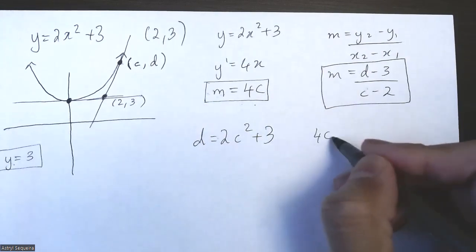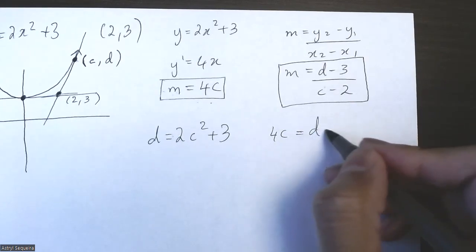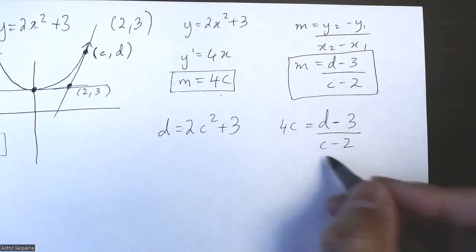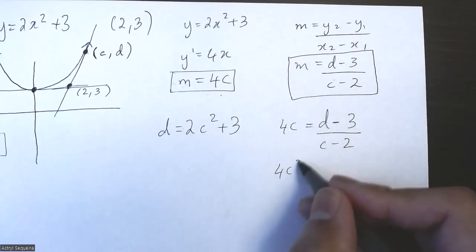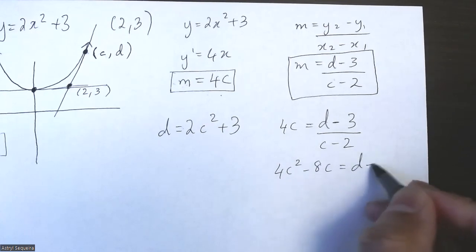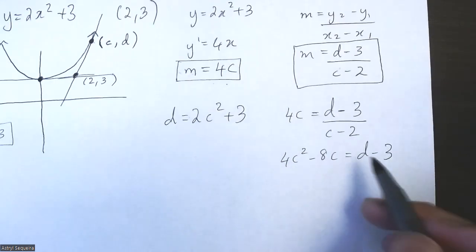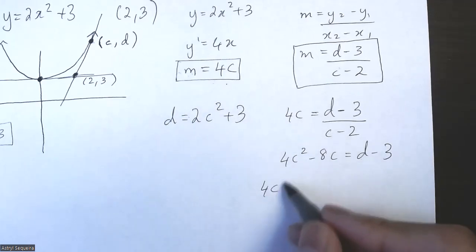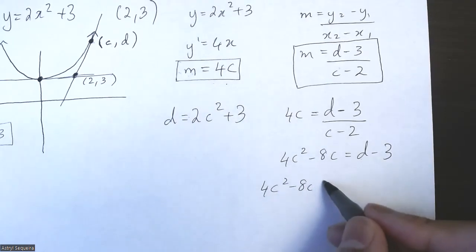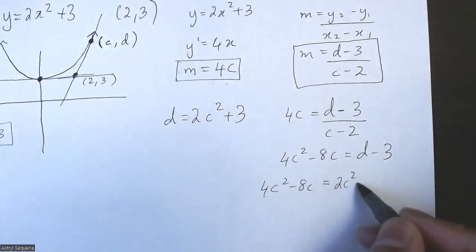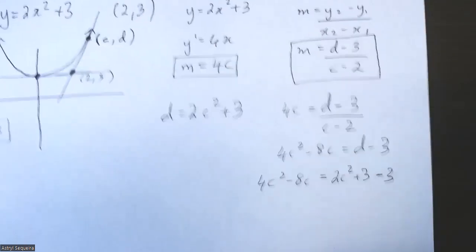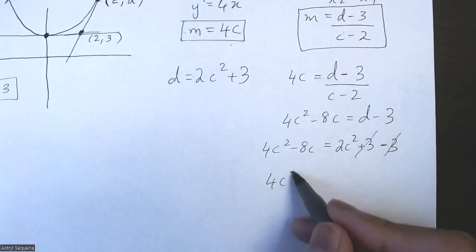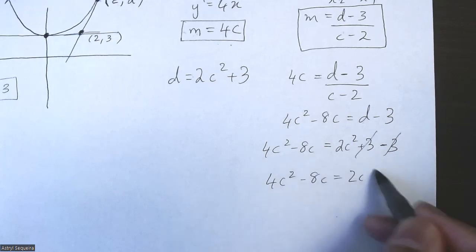So I have 4c equals d minus 3 over c minus 2. I'll cross multiply this over. So 4c squared minus 8c equals d minus 3. And then I'll replace this d with this equation over here. So 4c squared minus 8c equals 2c squared plus 3 minus 3. Plus 3 and minus 3 just cancel each other out. So 4c squared minus 8c equals 2c squared.